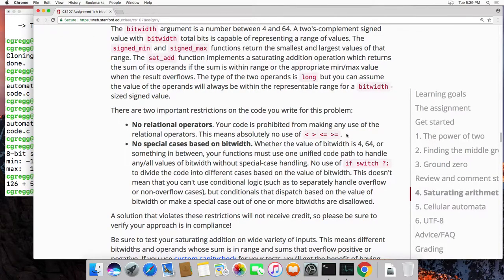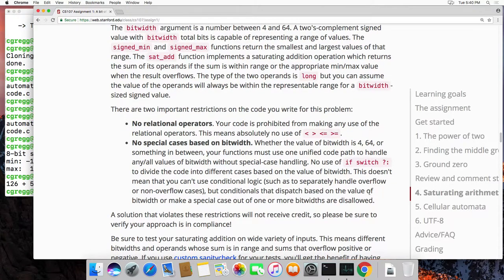Okay, and there's no special cases on the bit width. First of all, your functions have to use one code path. In other words, you can't say, if it was 4, do this, if it was 8, do this, if it was 16, do this. Not allowed to do that. You have to just have it act on the number as the number using our bitwise operations and bitwise logic. So don't do that. If you do break these violations, you're just not going to get any credit for this part.